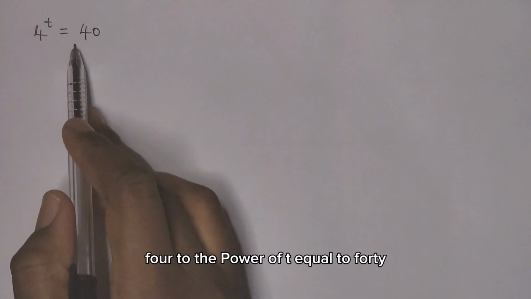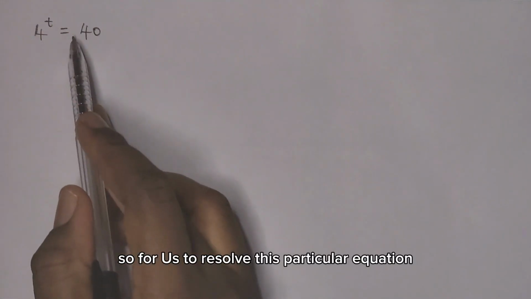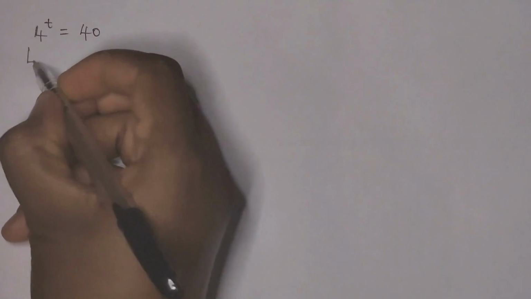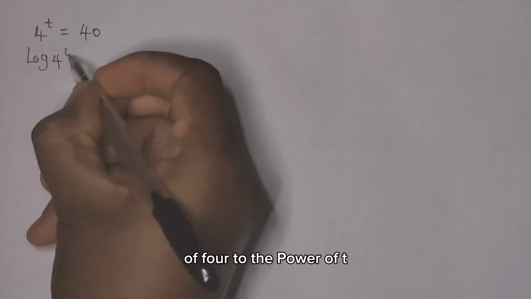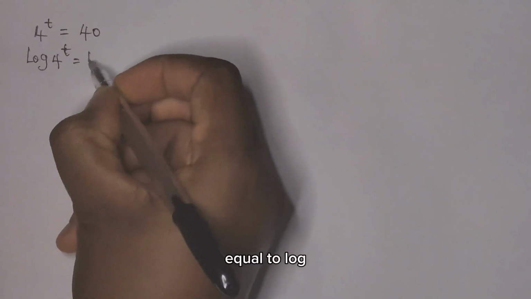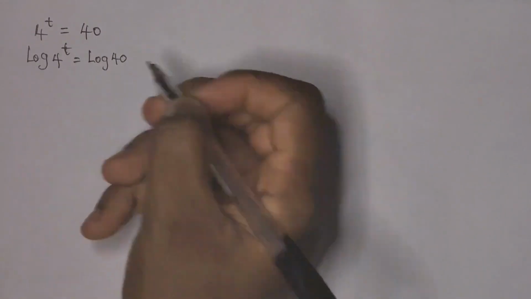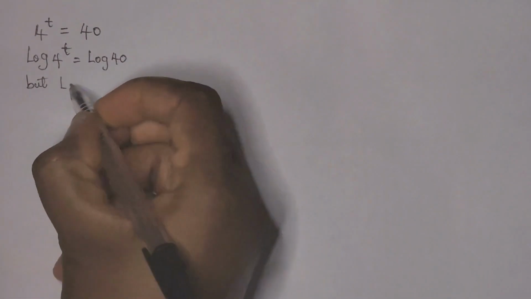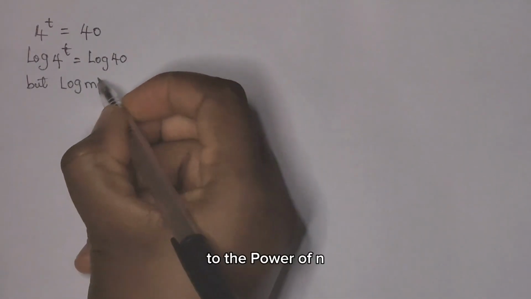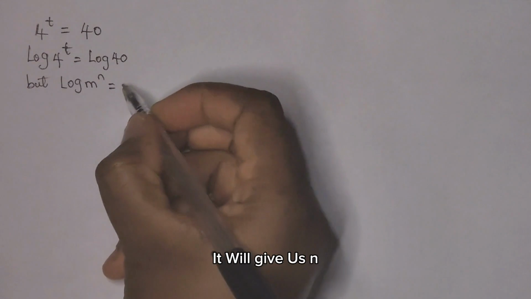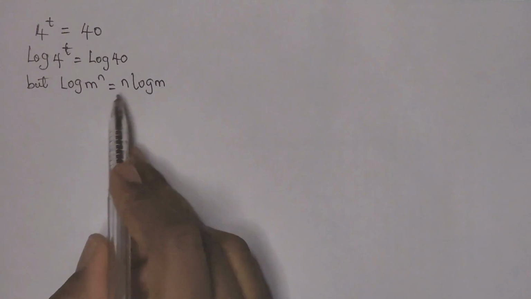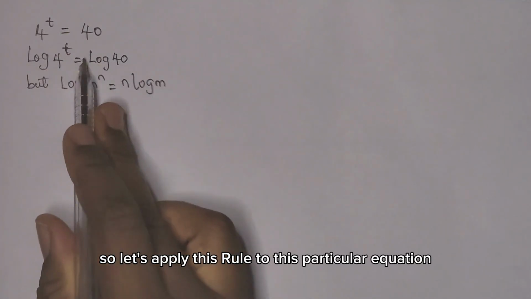So we have 4 to the power of t equal to 40. To resolve this equation, we'll be taking the log of both sides, which will now give us log of 4 to the power of t equal to log of 40. But let's remember the logarithmic rule that says log of a to the power of n gives us n times log of a. So let's apply this rule to this equation.